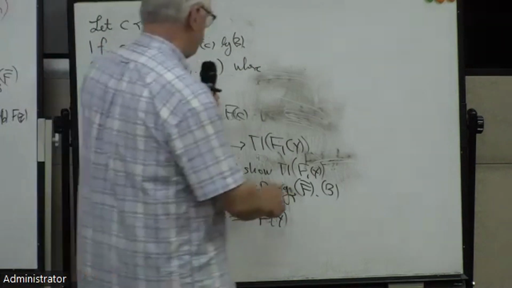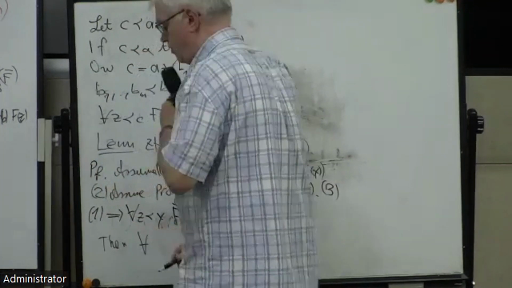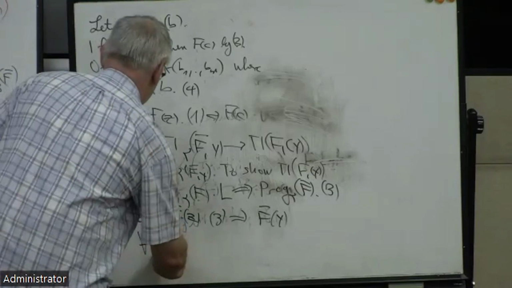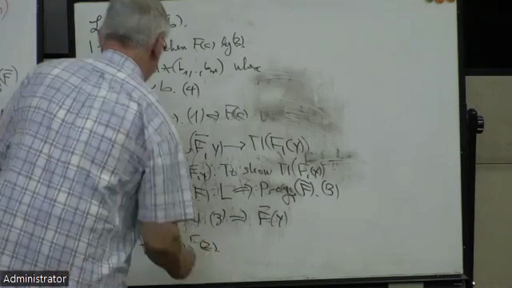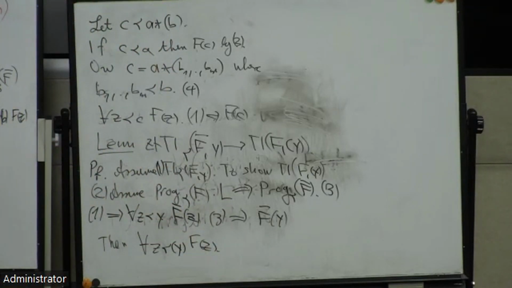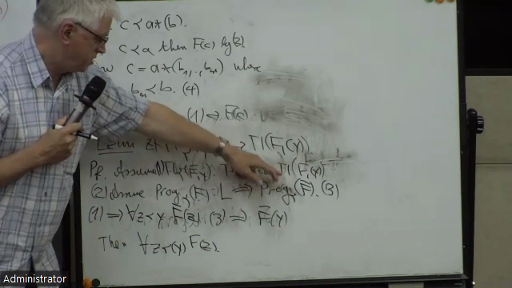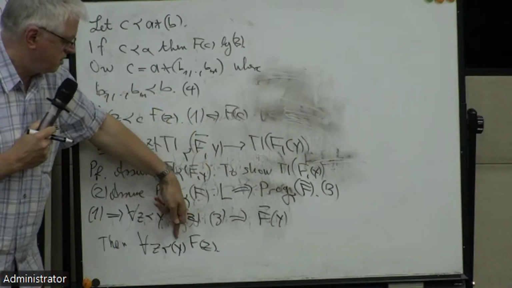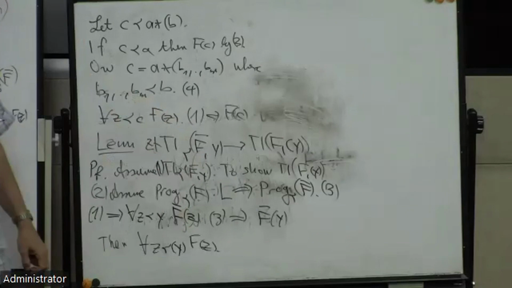So then for all z smaller than singleton y, f of z. Now this is shown, right? This shows this formula because from the progressiveness of f, we conclude for all z smaller than singleton sequence y, f of z. This is precisely this formula.